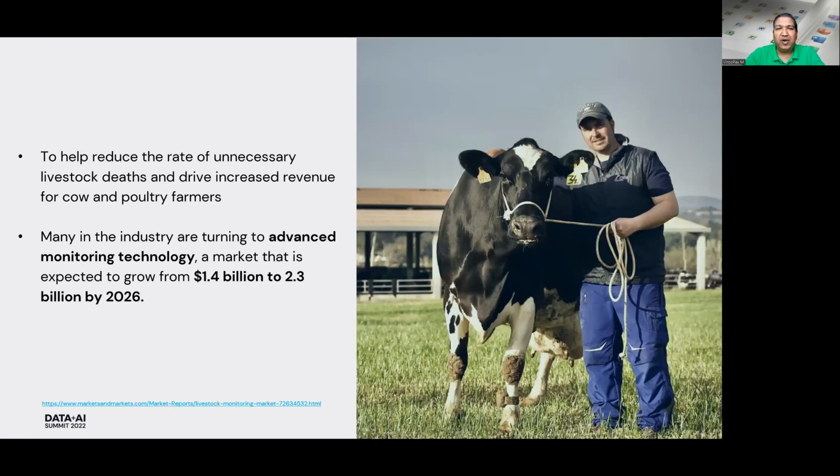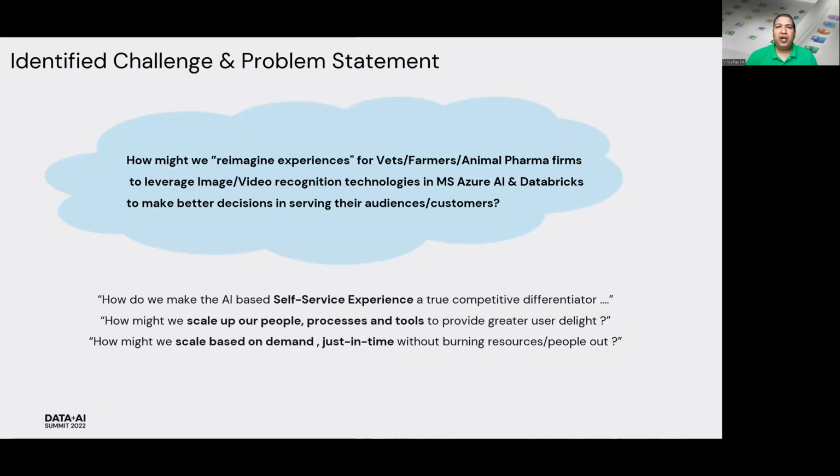So to reduce this rate of unnecessary deaths and drive increased revenue for cow and poultry farmers, we are thinking about what's the true problem to tackle here from an AI ML, from a data science perspective. Many of the farms and the fields are turning to advanced monitoring technology, but at the core level, we have enough data today to start analyzing and improving. So for this particular use case, what is the core problem statement? What is the challenge we identified initially?